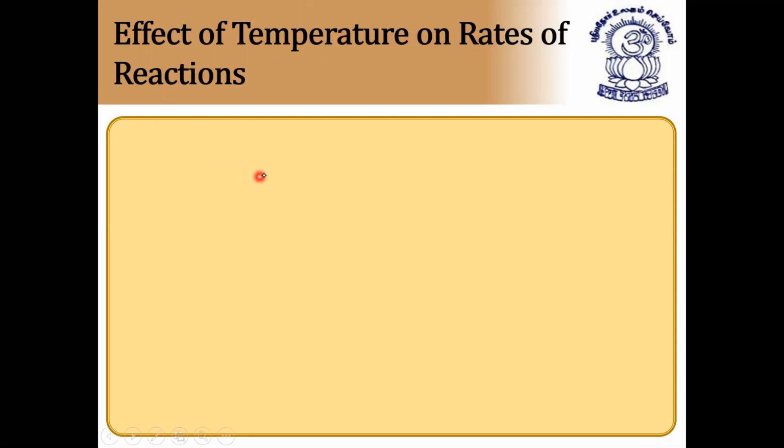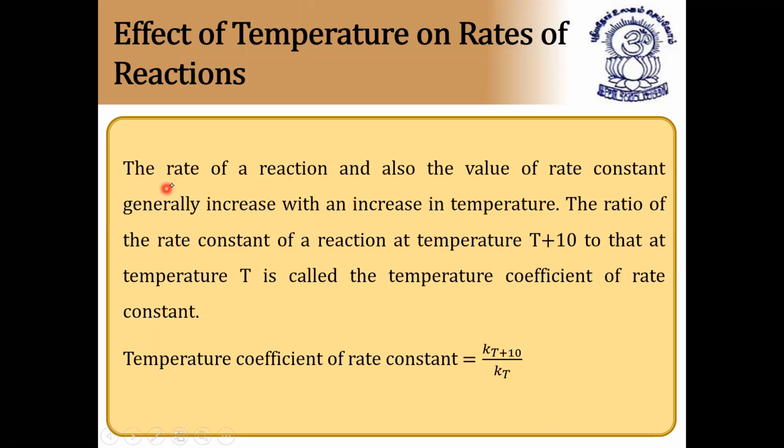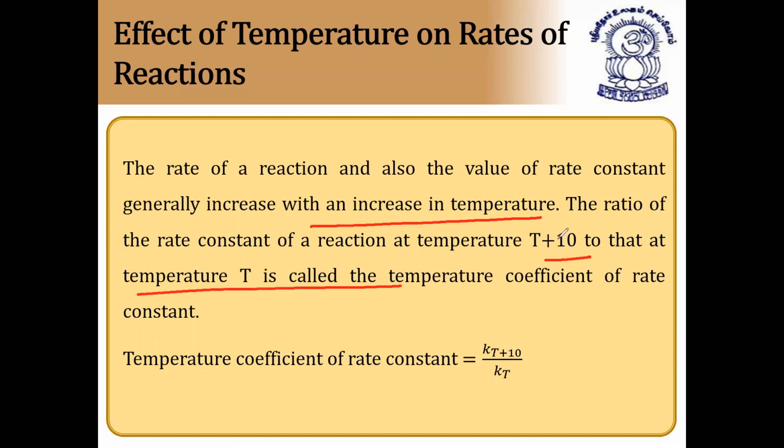Let us see what happens to the rates of reaction with temperature. Very, very important. The rate of reaction and also the value of rate constant generally increase with the increase in temperature. The ratio of the rate constant at temperature T plus 10 to that at temperature T is called temperature coefficient. T plus 10 means a 10 degrees C rise in temperature, or 10 Kelvins rise in temperature, where capital T means absolute temperature in Kelvins.